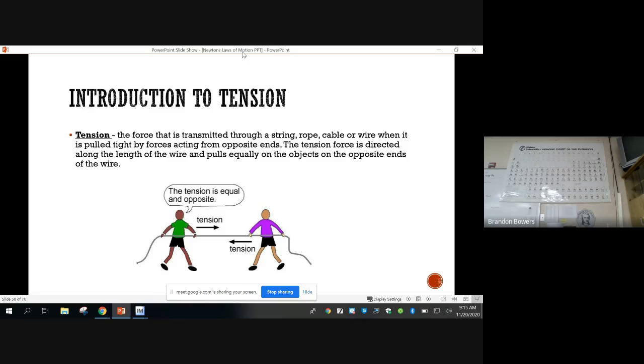Yeah, absolutely. All right, so if I am pulling on a rope and Andrew's pulling on a rope and we pull and neither one of us is moving, the force of tension on my side is going to be equal to the force of tension on his side.